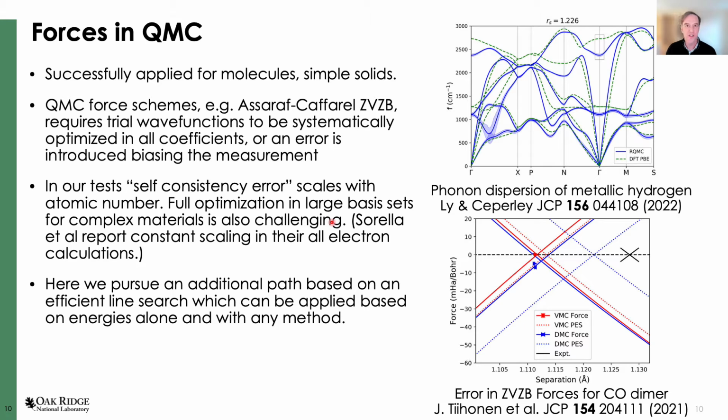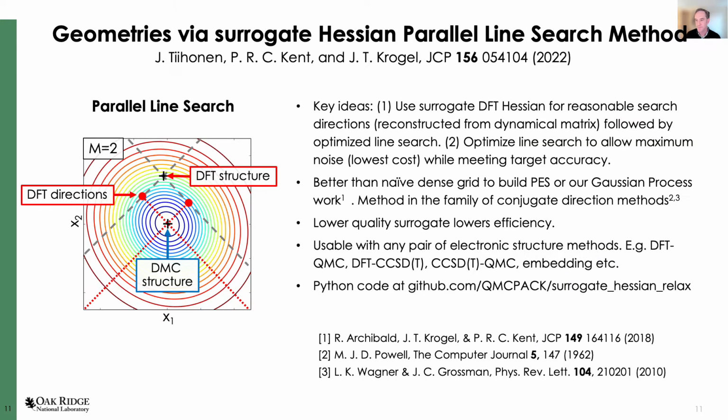The question is, what would we do in the interim? And that's the approach that I want to outline now. So we've developed a new line search-based strategy, which has been very successful in these 2D materials. What we've developed is a surrogate Hessian parallel line search method, and this is published here and has many more details than I can touch on in this talk, and many derivations developed by Juha Tihonen and Jaron Krogel. And there's two main ideas.